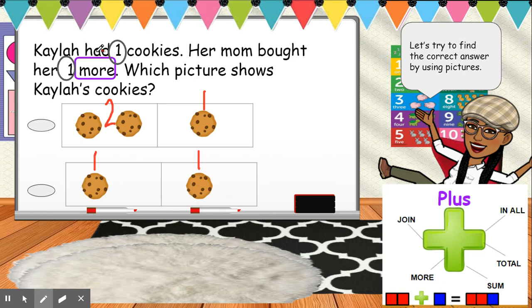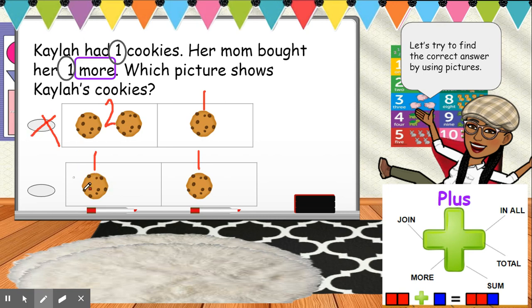All right, so now let's look back at our word problem. So we know that we need to have one in one group and then one in the other group, okay, because it says Kayla had one cookie. So Kayla had one cookie first, and then her mom gave her one more, okay. So let's look. On the first group, this says that Kayla had two cookies and her mom gave her one more. Is that true? No, because Kayla had one cookie and her mom gave her one more. This says Kayla had two cookies, so we can put an X there.